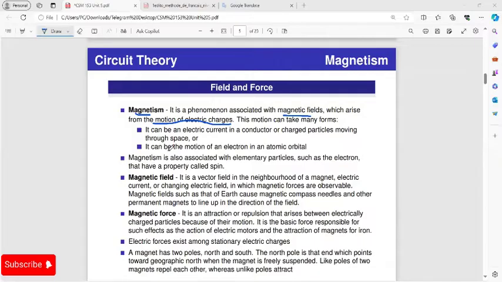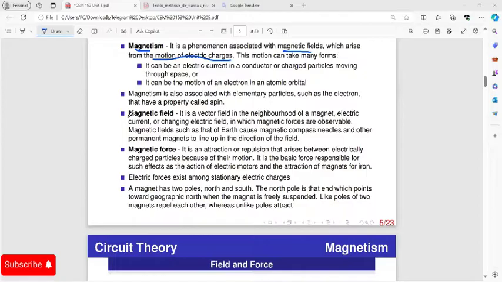Magnetism also can be defined as elementary particles such as electrons that have the property to spin. So if electrons are able to spin, we also have what we call magnetism, because it is electrons or electric currents or electric charges that are moving. Spinning means going around something. So if electrons also have the ability to spin, it is also related to magnetism.